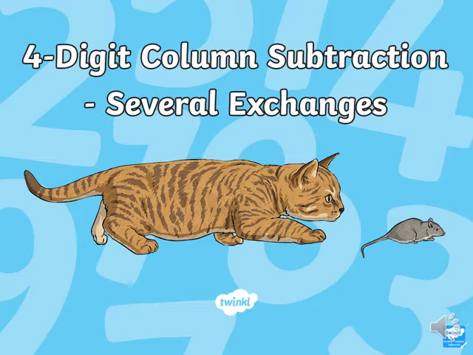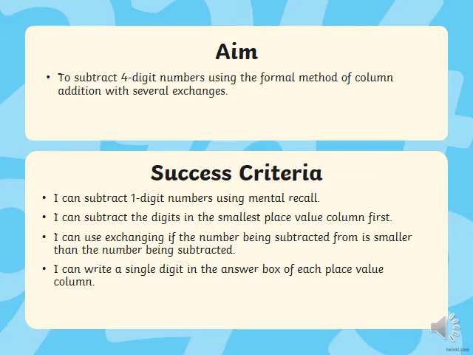Okay, right, today's session is going to be column subtraction doing more than one exchange. So we're going to be using column subtraction. We started that yesterday, and now we're going to be thinking about exchanging. So when a number is smaller than what we're taking away.